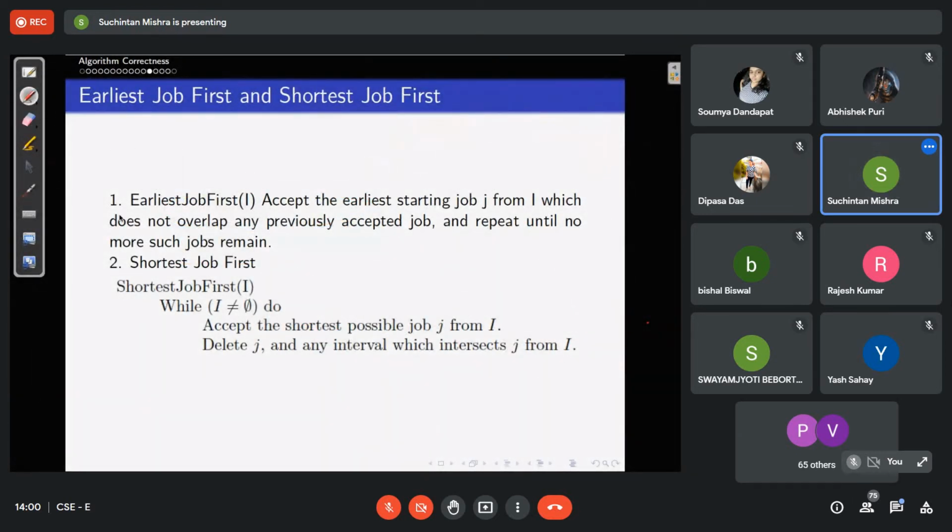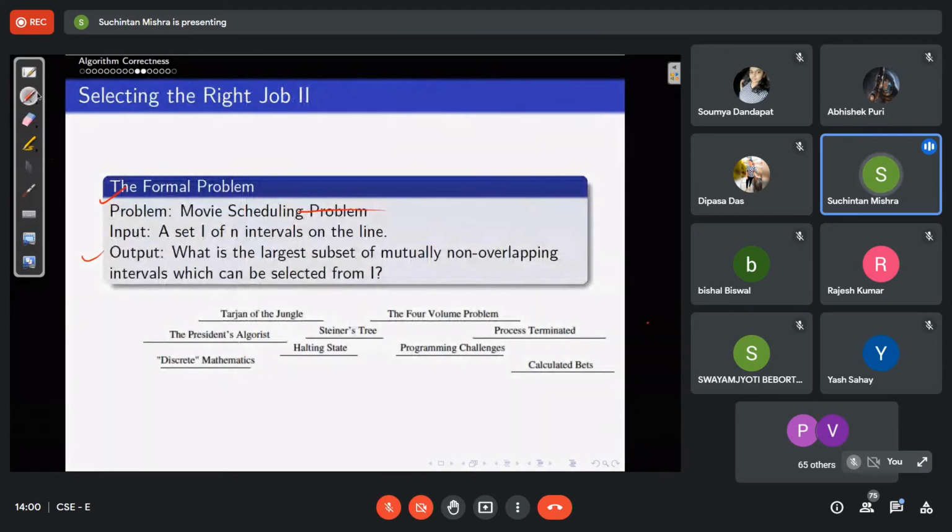Now they're saying there are two heuristic algorithms that can be followed. Accept the earliest starting job. So if I just go back, earliest starting job. Among all this, which is the earliest starting job? It is the president's algorithm. So yes, the actor can do president's algorithm.